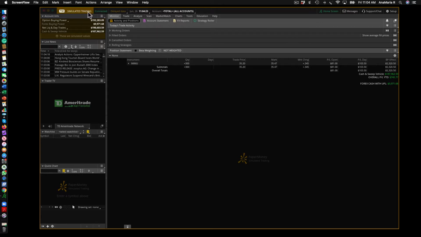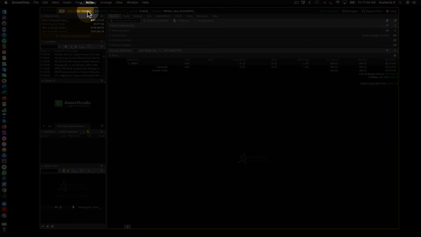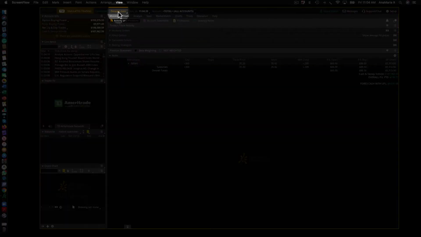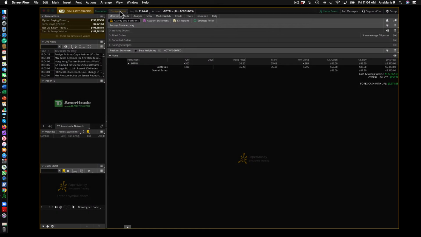How I can tell, it's surrounded by a yellow frame, and it also says simulated trading. You have to note that when you're doing simulated trading, the data is delayed by 15 minutes. So you're going to get close to reality results, but a little bit worse than reality results because the data is delayed.